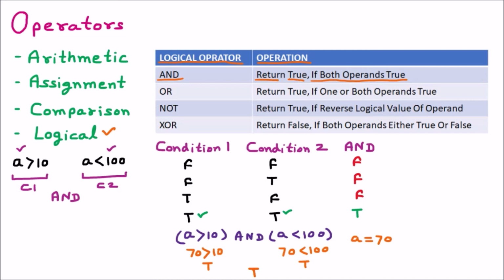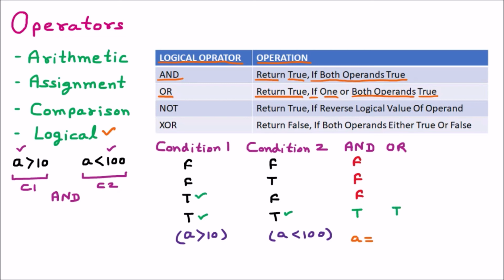Now we are learning the next operator, which is OR. The OR operator returns true if one or both operands are true. Here we can see that both are true, so no problem, OR is true. If one is true, then again OR will be true. Otherwise it will be false. Here both are false, so it will be false. That means out of two conditions, if even one condition is true, then OR will be true. So in such cases, between condition 1 and condition 2, we will apply the OR operator.